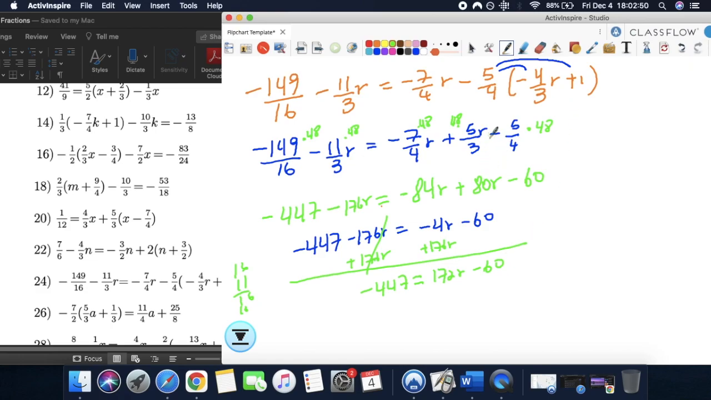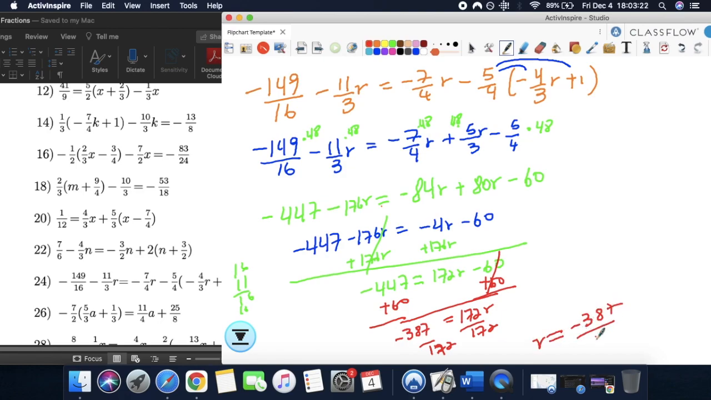Yuck. Okay. Talk about ugly. Plus 60, plus 60. These two go away. I'm going to have 172r, and this one's going to be negative 387. And my final answer, divide both sides by 172. r equals negative 387 over 172.